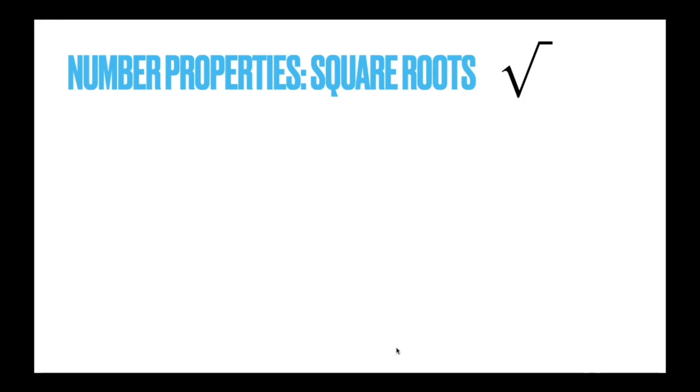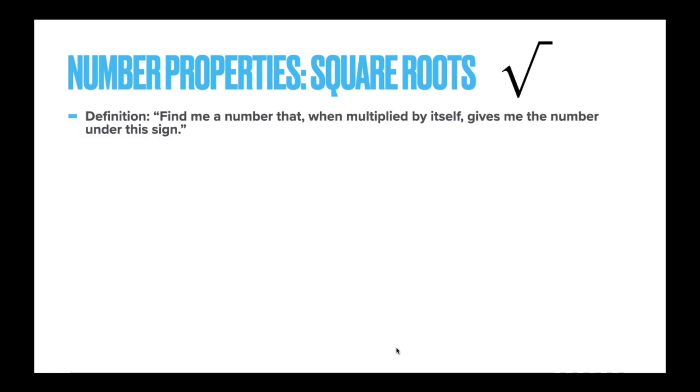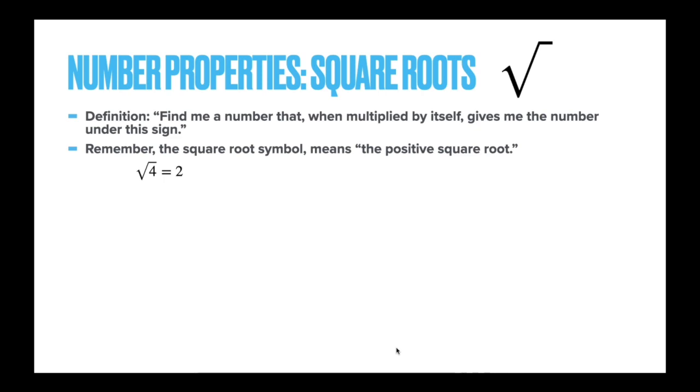It's a little difficult to put the definition of a square root symbol into words, but here's an attempt to do so. The square root symbol just means find me a number that when multiplied by itself gives me the number under this sign. And it's important to remember that the square root symbol by definition is asking for the positive square root. So for instance, the square root of 4 is 2 because 2 times 2 is 4. However, it's not negative 2 because again, by definition, the square root symbol is asking for the positive square root.